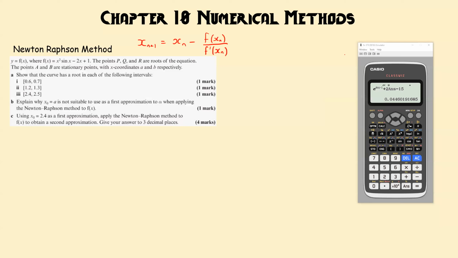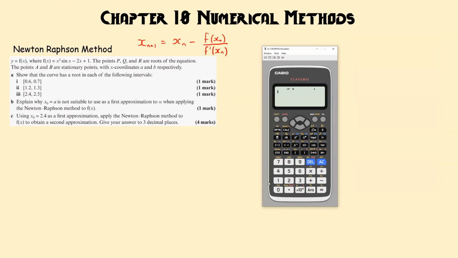So for this, this is just tedious. It's only worth 1 mark for each one. So the first thing, I'm going to put this lower bound in. If there's a root in each of these, there should be a sign change. I'm going to put 0.6 equals, and then I'm simply just going to code for this. So I've got ans squared, sine ans, and then minus 2 ans plus 1.